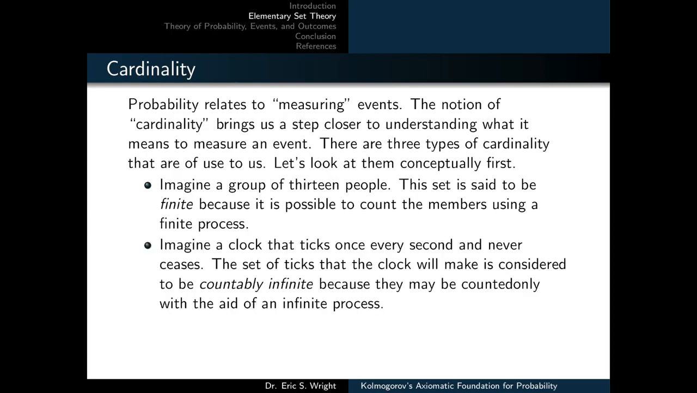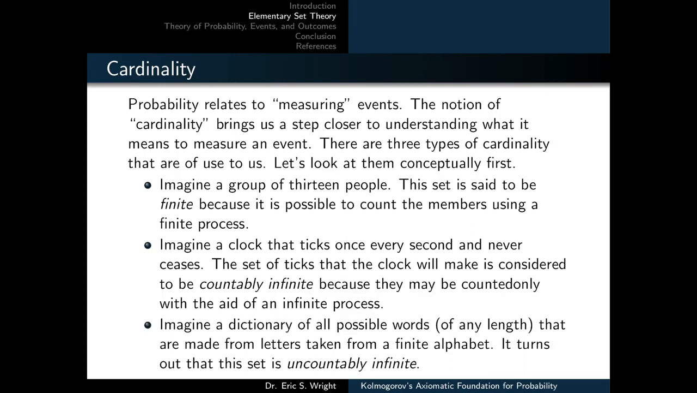Imagine a clock that ticks once every second and never ceases. The set of ticks that clock will make is considered to be countably infinite because they may be counted only with the aid of an infinite process.